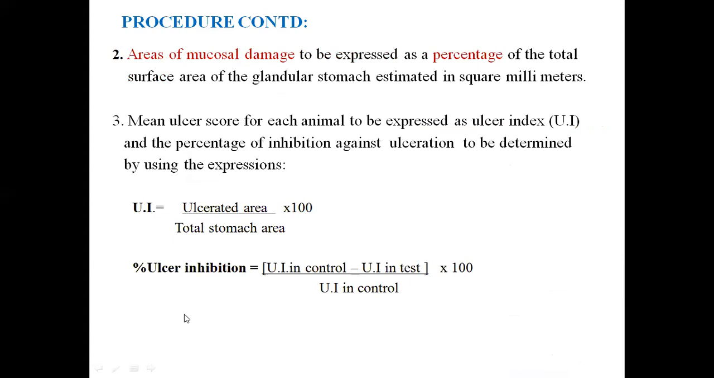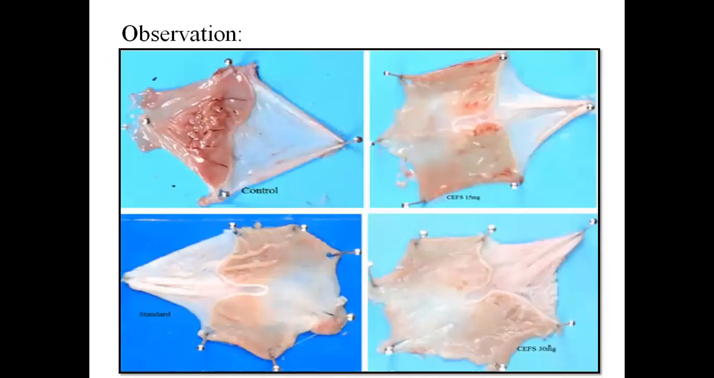Then in this case, you have to measure the area of the mucosal damage, and then the total area of the glandular stomach. Then I'll show you this one. See, this is the control group. This is your standard group. This is your SEFS 15 milligram. And this is your SEFS 30 milligram. So this is your test group, and this is also a test group.